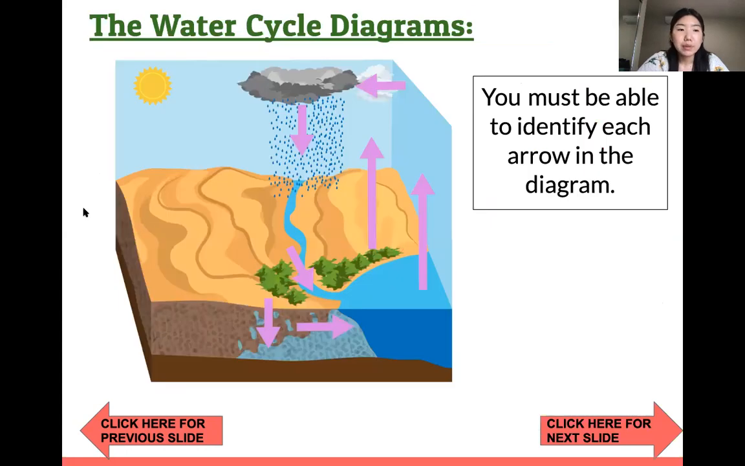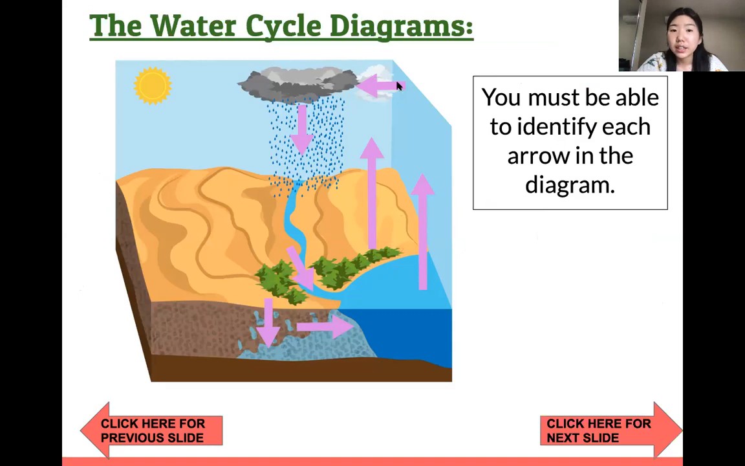All right, so with that being said, just letting you know that in today's exit ticket, you're going to have to identify each arrow in the different diagrams that I show you. So this is a diagram that's different from the first two that I showed you, but looking at this, you should still be able to tell me what each arrow is based on what we just practiced.